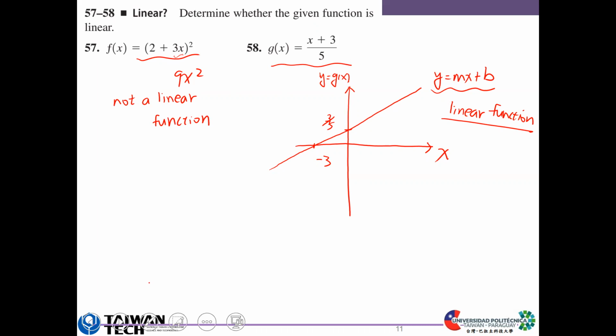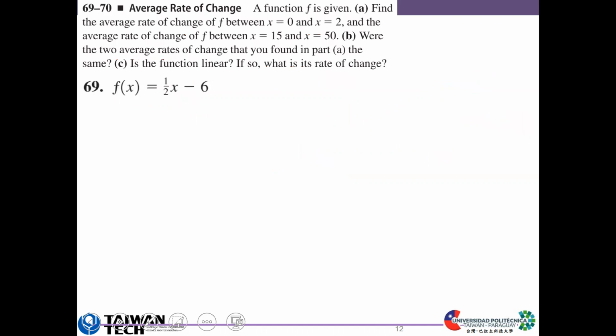And then the next problem we are looking at is problem 49. For problem 49, function f is given. A, find the average rate of change of f between x equals 0 and x equals 2, and the average rate of change of f between x equals 15 and x equals 50. B, were the two average rates of change that you found in part A the same? C, is the function linear? If so, what is its rate of change?